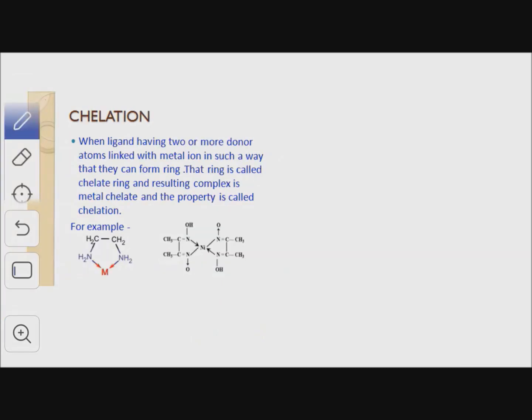And these chelates are widely used in industry as well as in laboratory. For example, in softening of hard water, in separation of lanthanoids and actinoids, in detection of some metal ions in qualitative analysis, or in estimation of nickel, magnesium, and copper ions quantitatively. Chelates are used in industries as well as in laboratories.